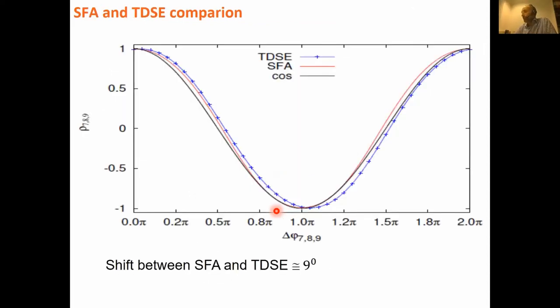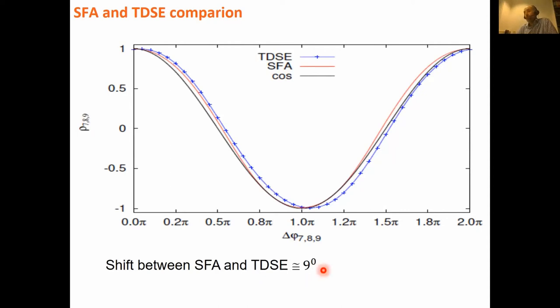Just some information also about the comparison between experiment and theory. The theory predicts an oscillating behavior of the correlation parameter as a function of the group delay.